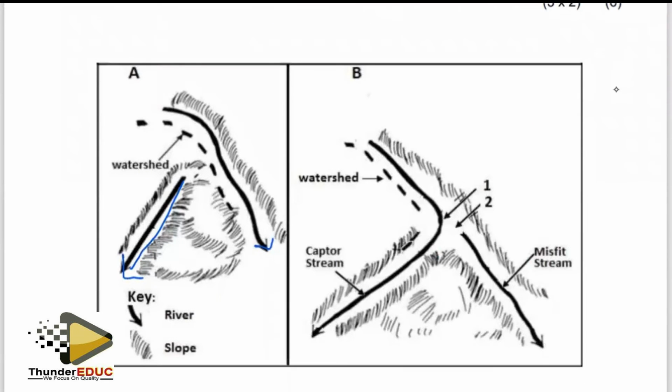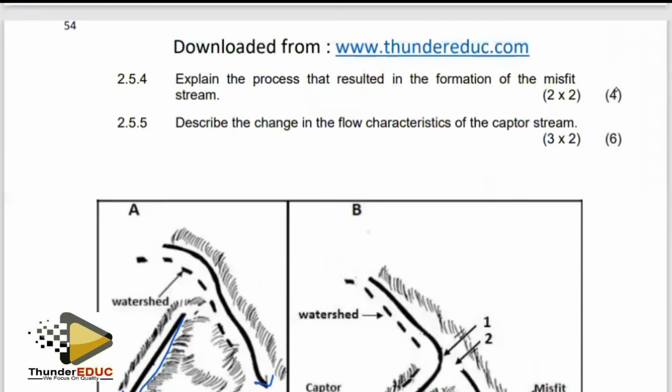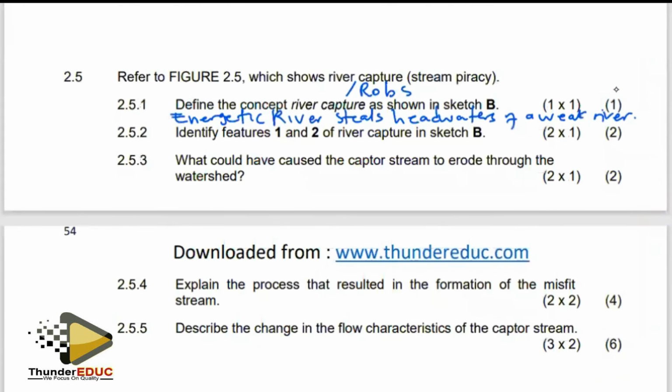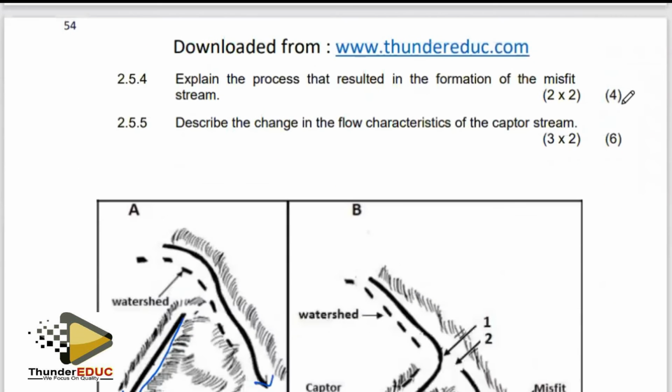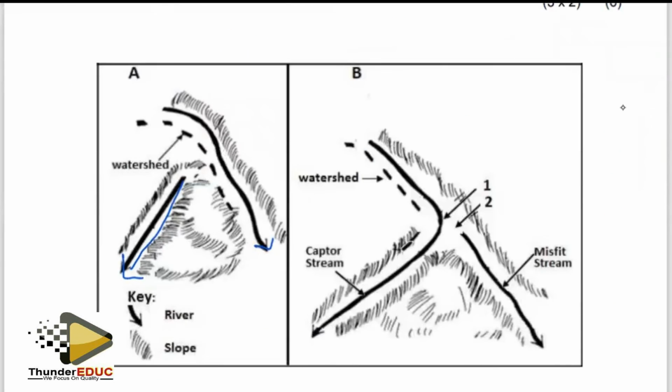Features 1 and 2 of river capture. So feature 1, that's going to be the elbow of capture. As you can see, it forms an elbow, so there is a curving here. Notice the elbow of capture, it is the point where capturing took place.